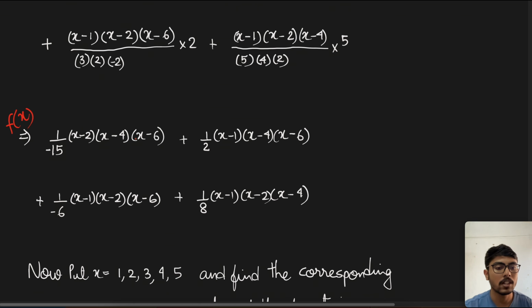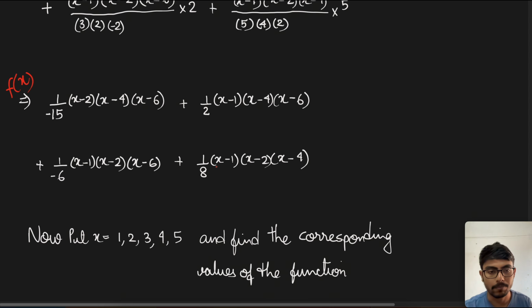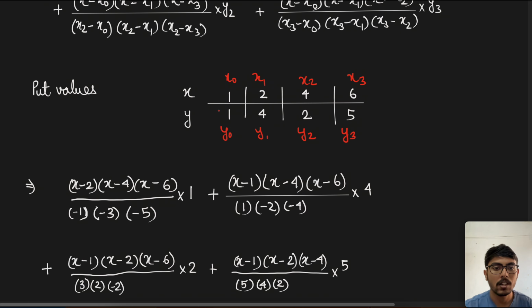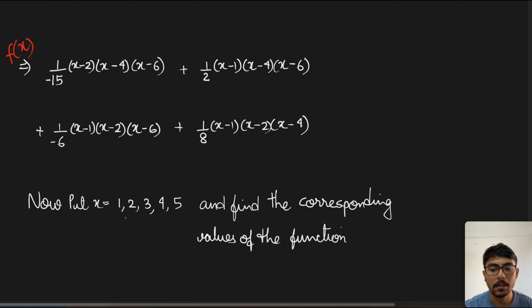In this we can put different values, let's say 1, 2, 3, 4, 5, and find the corresponding values of the function. But again we must remember that we have taken 1 as the lower limit and 6 as the upper limit, so the values should be in between them for interpolation.